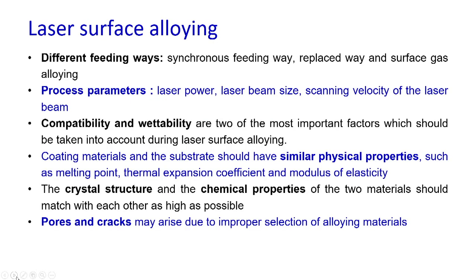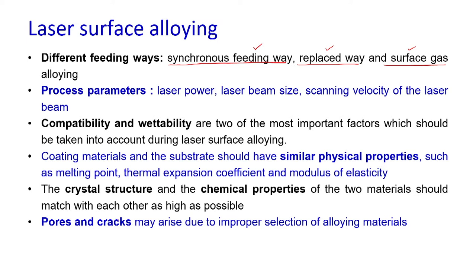So as I have pointed out in my previous discussion as well, there are various ways through which we can apply the foreign material, or the material that is to be deposited, on the surface. Basically, there are three ways to apply the material. First is the synchronous feeding way. The second one is the preplaced way, and the third one is surface gas alloying. So we will see the meaning of these three ways of applying the foreign material in the next slides.